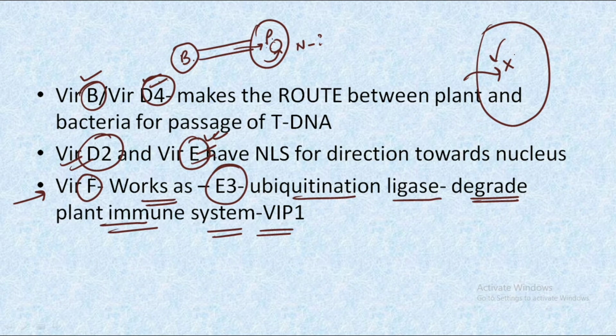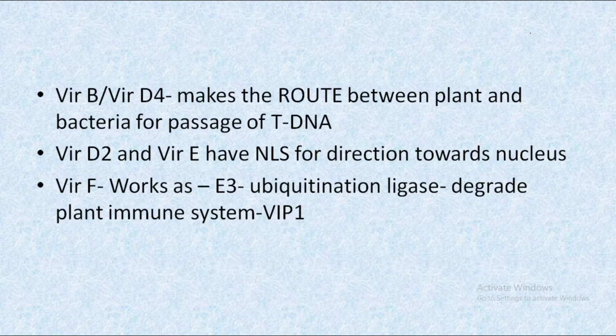This protection is provided by VIRF, which works as an E3 ubiquitin ligase system that degrades the plant immune system, so that when the tDNA enters and is functioning in the plant cell, there can be smooth and proper functioning. So it destroys the plant immune system. This is the function of VIRF. So this was all about the virulence genes that are involved in this particular mediation pathway.